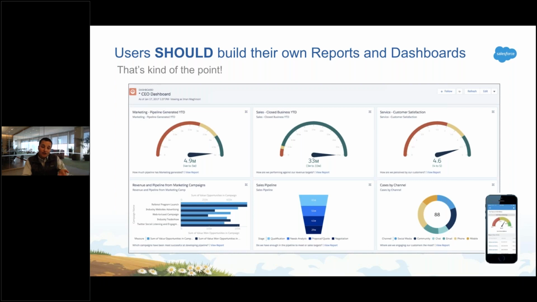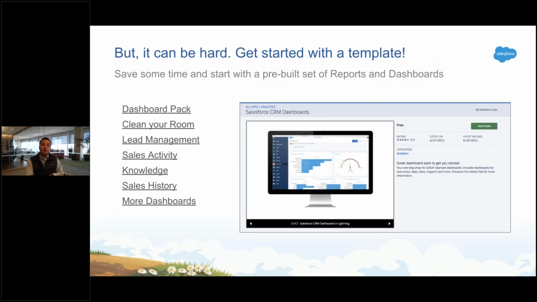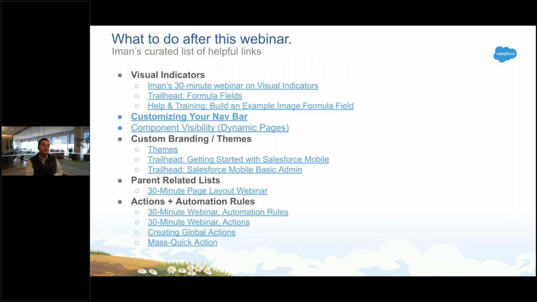But if you don't know how to and you don't have any, install the dashboard pack. Here's some links to some templates that'll get you going. There's like 20 or 30 dashboards here, whether it's on lead management or sales history or clean your room, which is basically people not updating records when they should be updating records. These dashboards are pretty generic, but you can install them and get a really good starting point without having to do anything. And then you can tweak them to fit your business, your use case, your needs. So I think this is just really nice. You can install them and save yourself a ton of time.